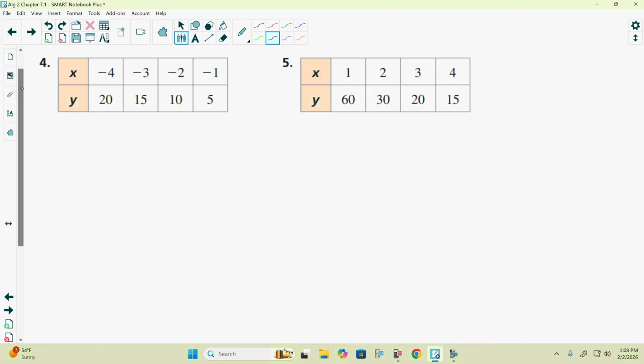Because here, if we look at this here, so x is -4, -3, -2, -1. So those values are going towards 0. 20, 15, 10, 5. Those numbers are approaching 0. So they're both approaching 0. So that means they're both going in the same direction. So there's a good chance that this could be direct. And the test for direct is our y over x is equal to a, this constant amount.